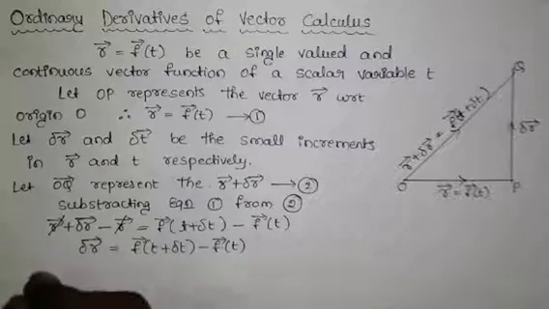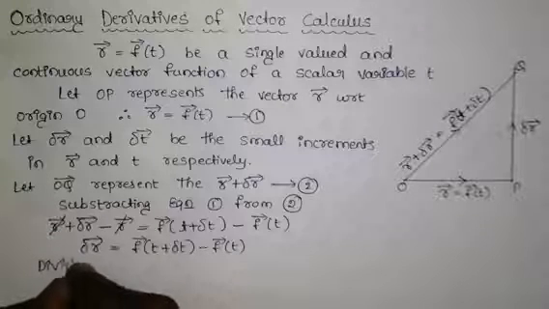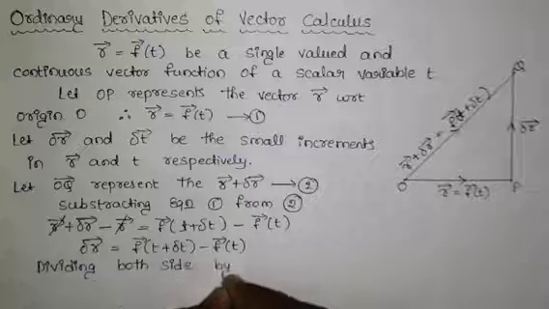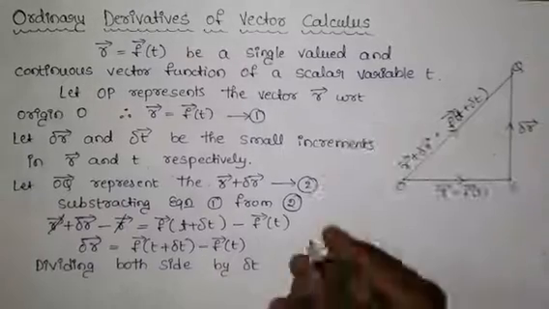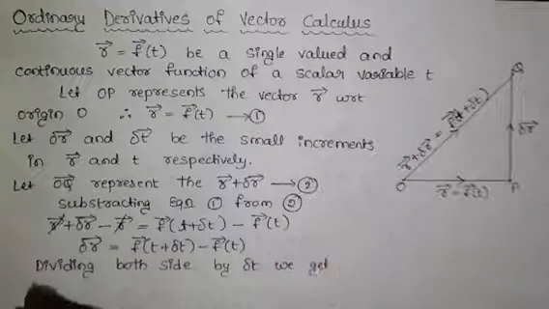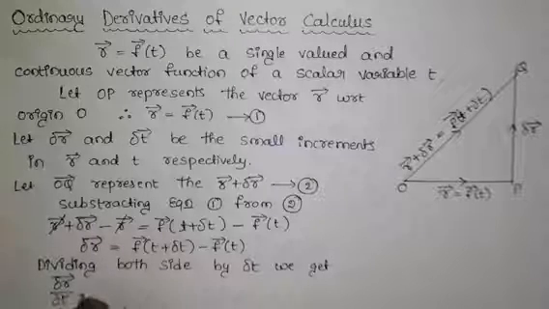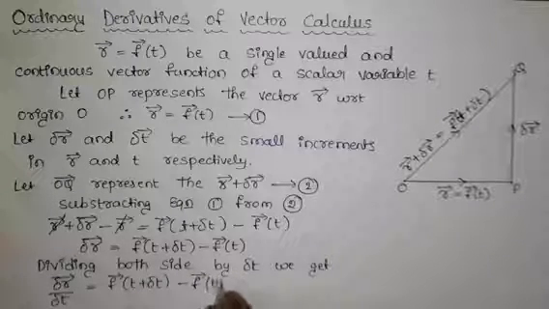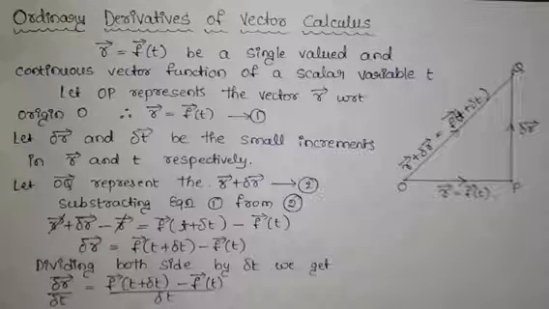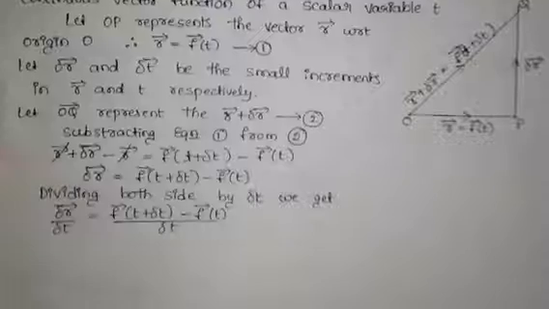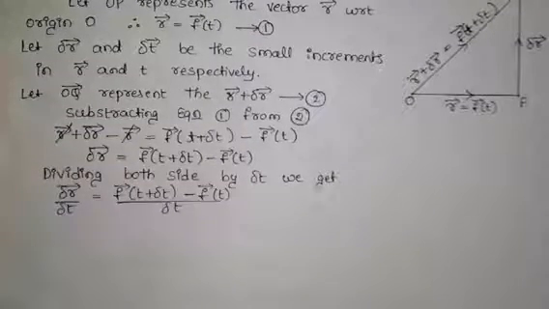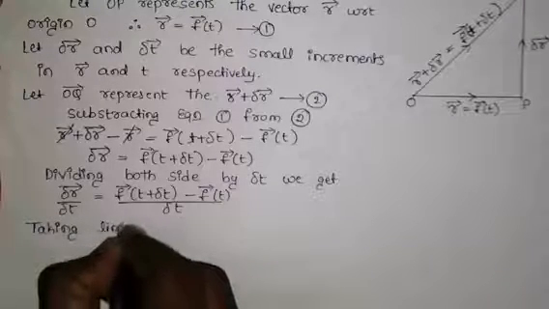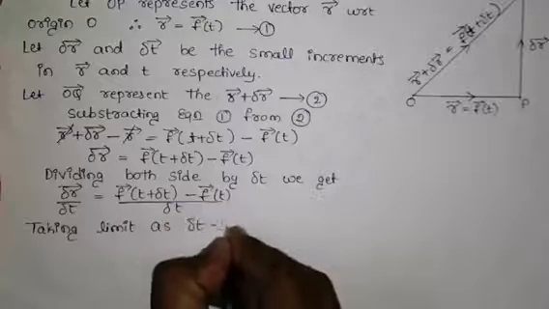So next, by dividing both sides by delta t, that is change in time, we get delta r divided by delta t equal to vector f of t plus delta t minus vector f of t divided by delta t. Got it? Now taking limit as delta t tends to 0.